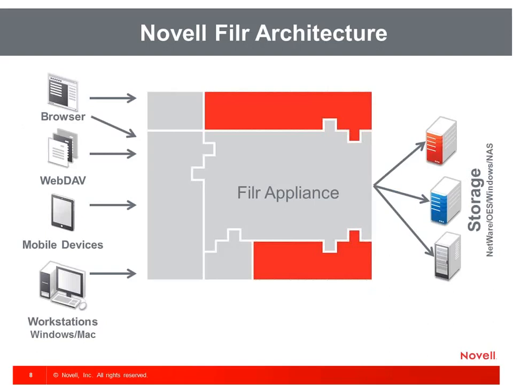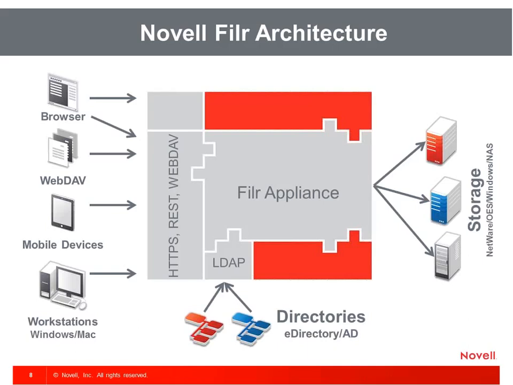So Filr is a software appliance. It's a virtual appliance that you can install inside of your environment. We support VMware, Microsoft Hyper-V, and Xen hypervisors, and you can deploy Filr on top of those. Through the open protocols that Filr supports, things like HTTPS, REST, and WebDAV, these devices can now communicate and connect to the existing file system.